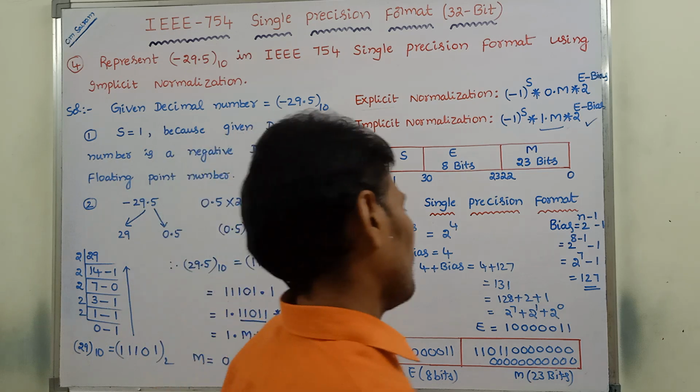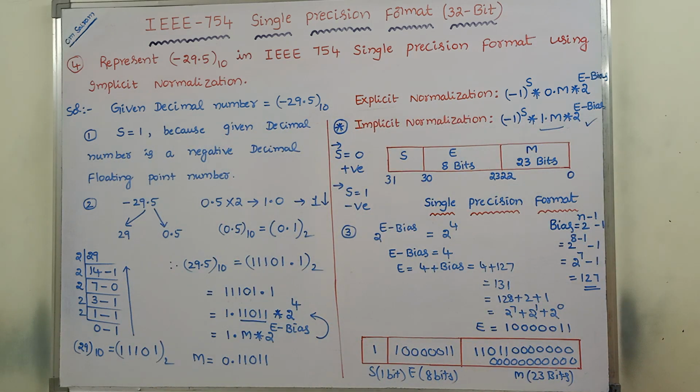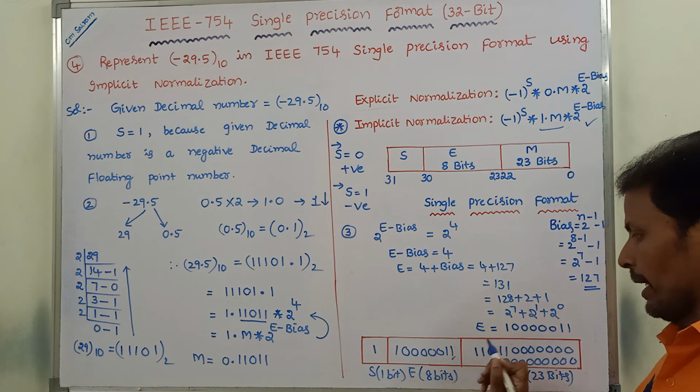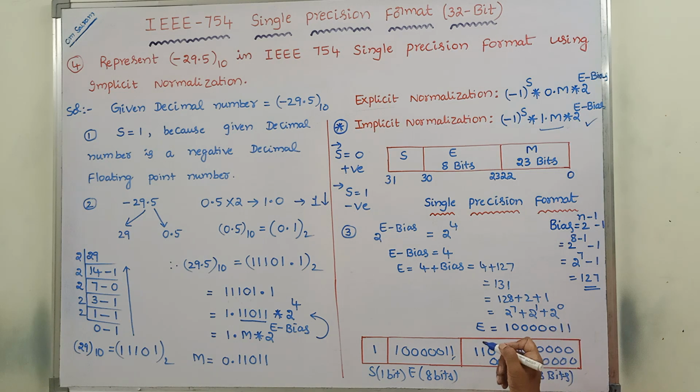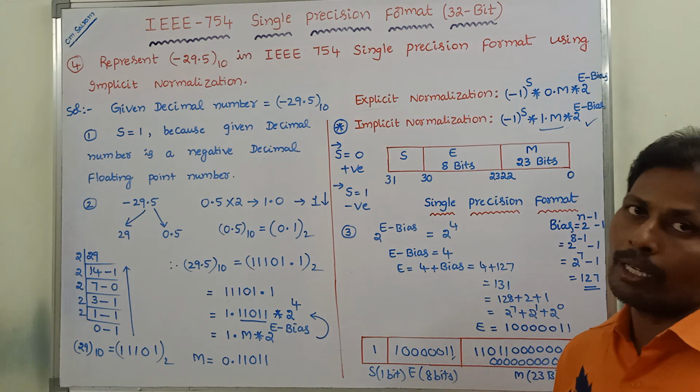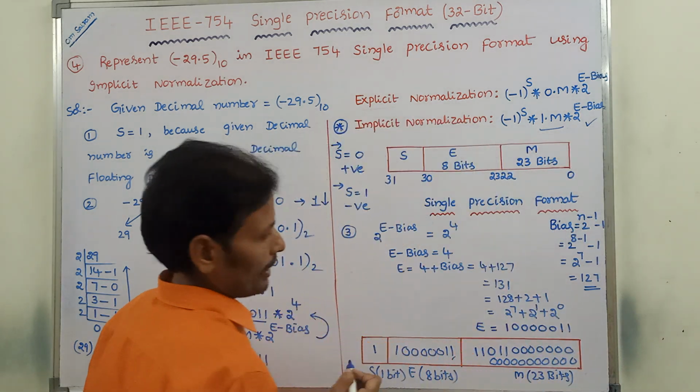So in this way, we represent minus 29.5 in IEEE 754 single precision format. So here 1, 5 zeros, double 1. In total, 8 bits you have to write here. If any bit is missing, the binary conversion is wrong. You have to check it, no problem at all.